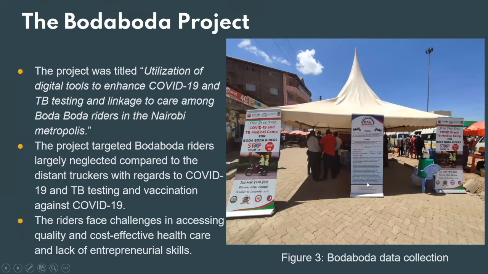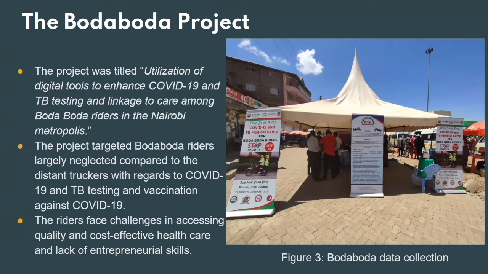This is one of the tents that we created. So the Bodaboda riders will come. But remember, most of it was at the bus stop because it was easier to get Bodaboda riders at the bus stop. Bodaboda is a Swahili word for a motorcycle rider, for those who do not know Swahili. Sorry for my assumptions. So this is what is called a Bodaboda rider. It's basically a motorcycle rider. Because of the nature of their work, normally they have been neglected, and we wanted to bring them on board, test and find out their status of both COVID and TB, and of course link them.